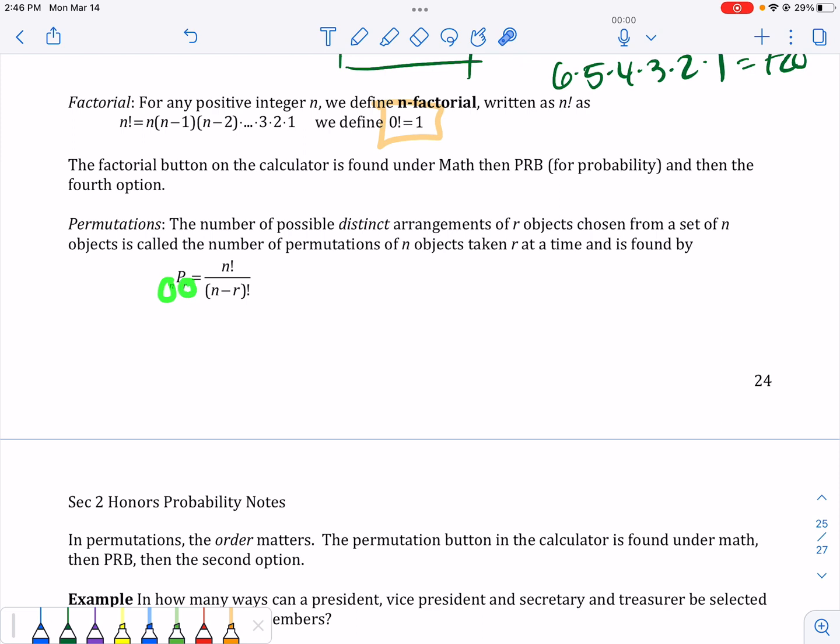So there's subscripts on both sides of the letter. N is the total amount, and R is the amount that you're picking from. So this is your total over how many you're picking. Right? So notice it's created with our factorial. So n factorial over n minus r factorial.